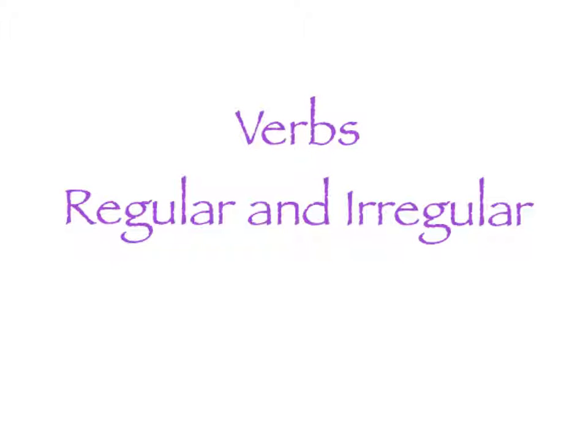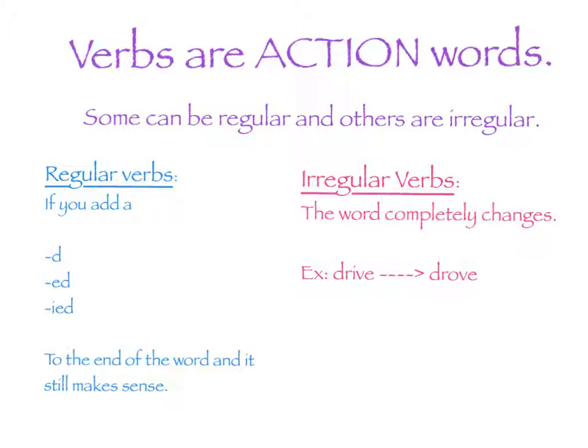In this lesson, we are going to talk about verbs and the difference between regular verbs and irregular verbs. As you know, verbs are action words. Some verbs can be regular and others can be irregular. Regular verbs are when you find the verb, if you add a D, an ED, or an IED to the end of the verb, it still makes sense. Irregular verbs is when the word completely changes.